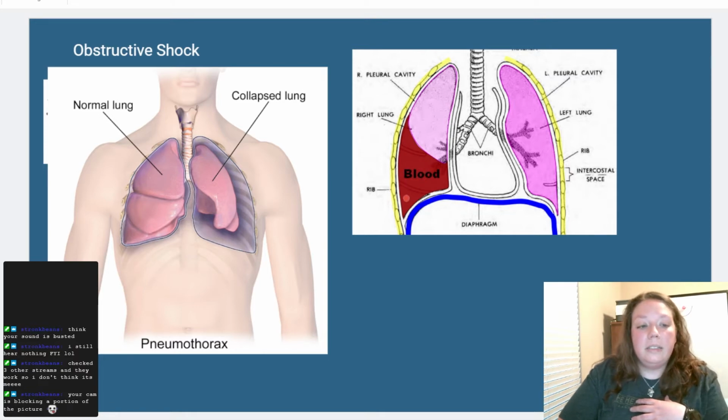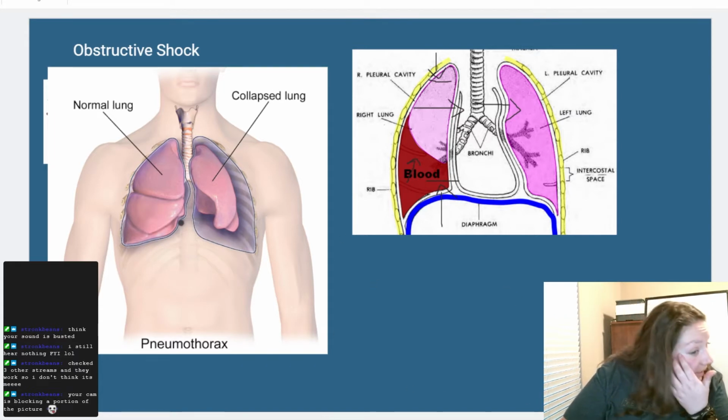So blood is now the mechanism. You got blood pushing up on that lung, which can cause that lung to shift over this way, causing the whole mediastinal shift that way, causing an obstruction. Blood can't get in here. Blood can't get in here. And therefore, you got obstructive shock.